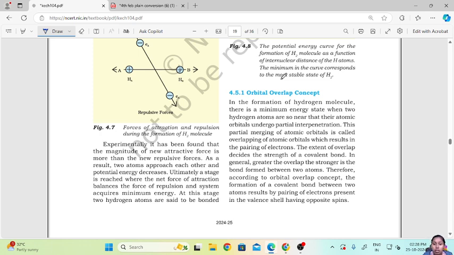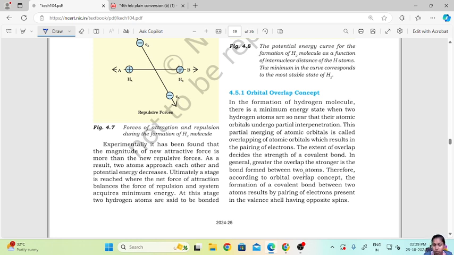the strength of the covalent bond. If the overlapping is more, the strength is more. So in general, the greater the overlapping, the stronger is the bond formed between two atoms. So how great the overlapping is, that is how strong the bond is.